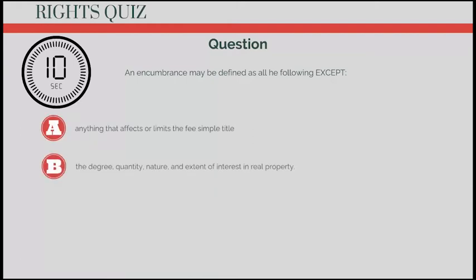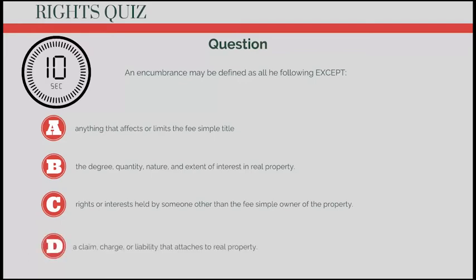An encumbrance may be defined as all the following except A. Anything that affects or limits the fee simple title. B. The degree, quantity, nature, and extent of interest in real property. C. Rights or interests held by someone other than the fee simple owner of the property. Or D. A claim, charge, or liability that attaches to real property. The answer is B. The degree, quantity, nature, and extent of interest in real property.